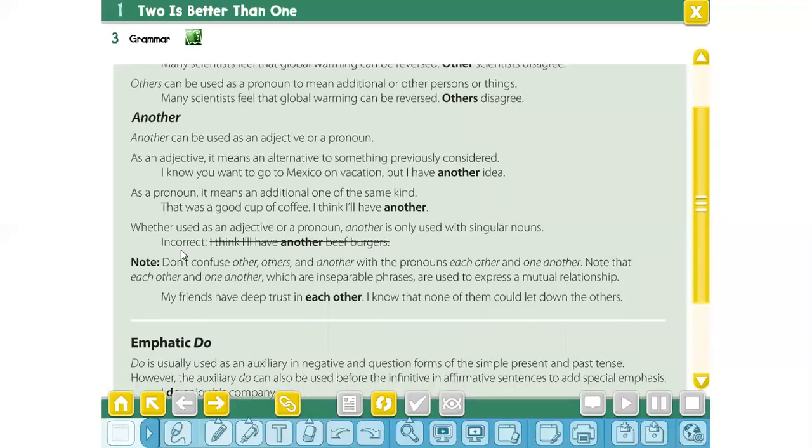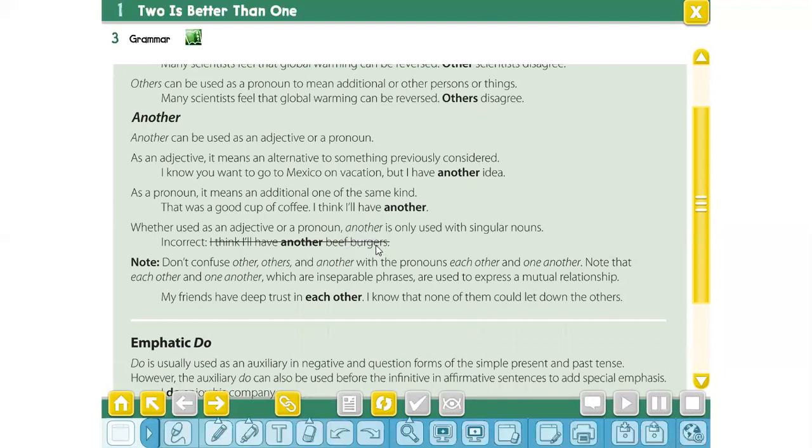So here it's incorrect to say, I think I'll have another beef burgers. Why? Because this noun, burgers, is plural. So it can't be put after another. But we can use what? Yes, very good. Other beef burgers.